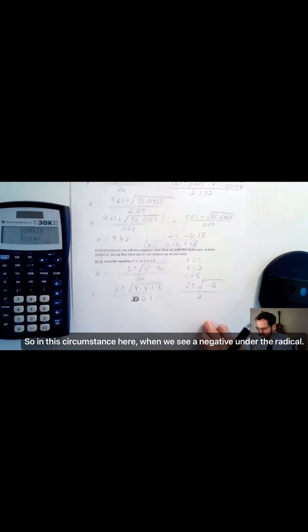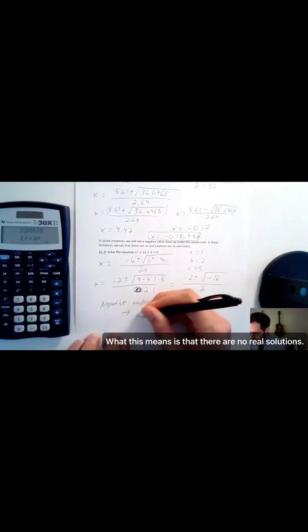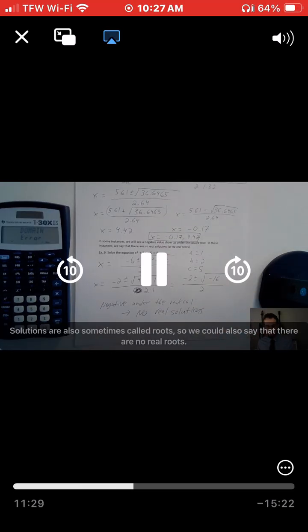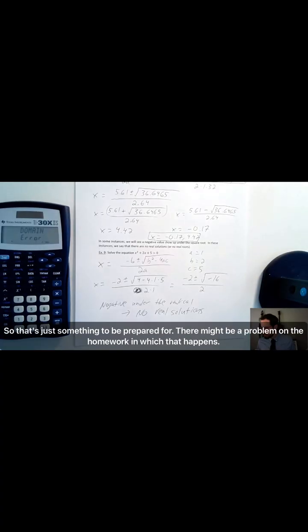So in this circumstance, when we see a negative under the radical, what this means is that there are no real solutions. Solutions are also sometimes called roots. So we could also say that there are no real roots. That's the phrasing that the homework system uses. All right, so that's just something to be prepared for.